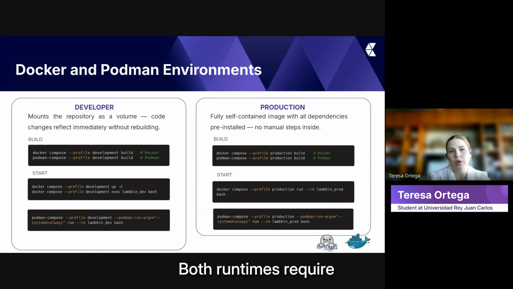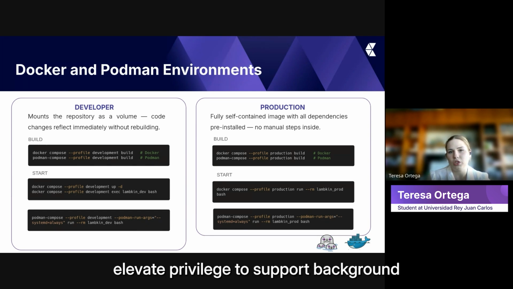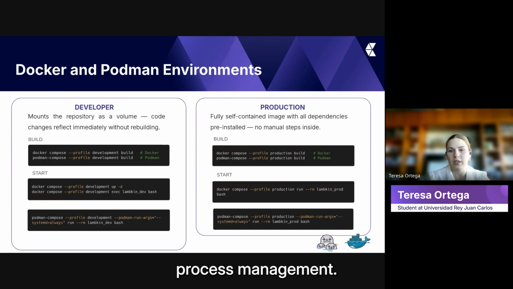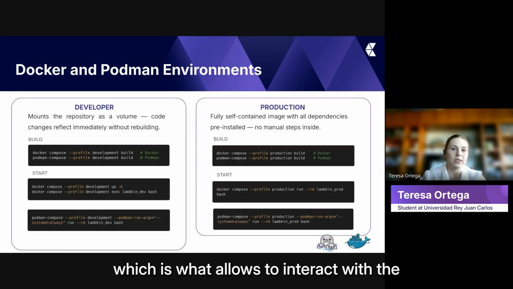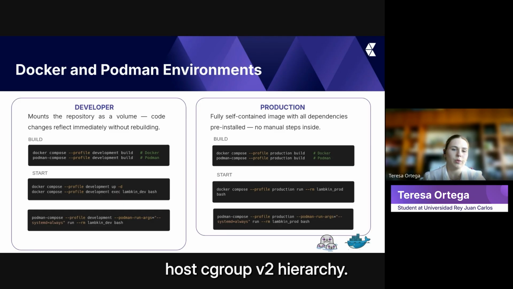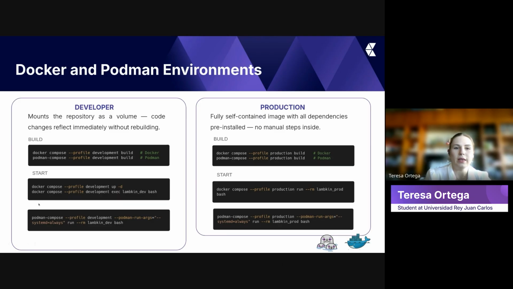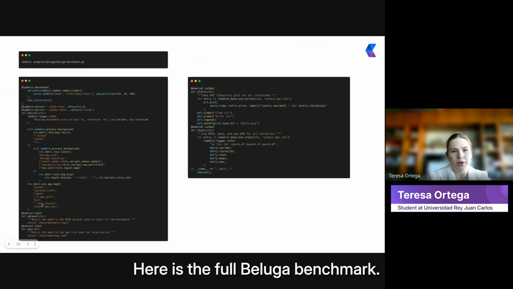Production builds a full self-contained image with all dependencies pre-installed for reliable execution in controlled settings. Both runtimes require elevated privileges to support background process management. Docker runs with privileged and Podman with systemd always, which is what allows it to interact with the host cgroup v2 hierarchy. Here is the full Beluga benchmark.